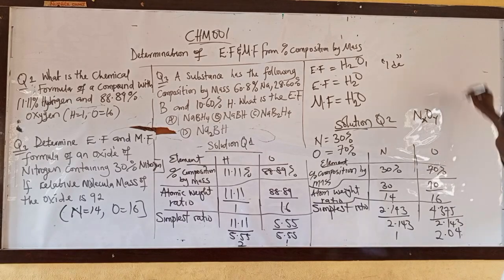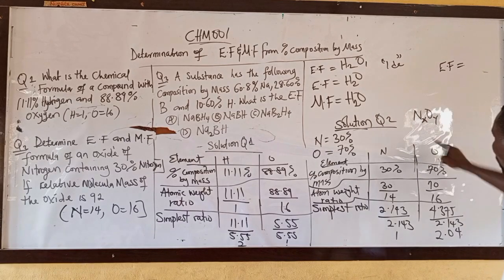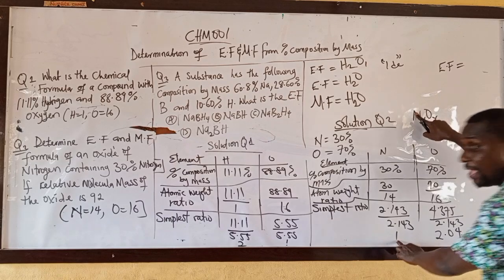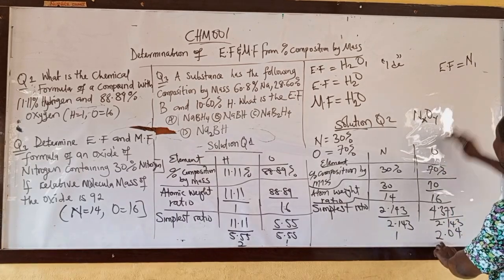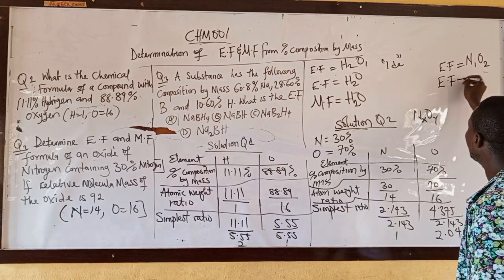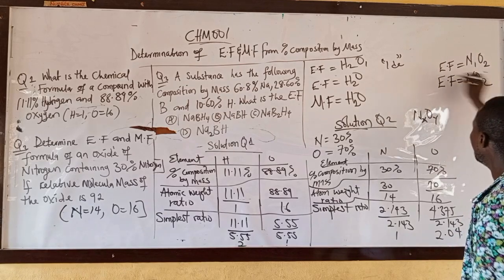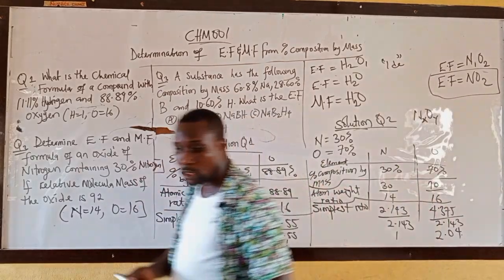Therefore, in this case, the empirical formula will be equal to nitrogen. How many do we have? 1. Nitrogen is 1. The oxygen, we have O2. That means the empirical formula is NO2. That is the empirical formula. And the second question says calculate the molecular formula.